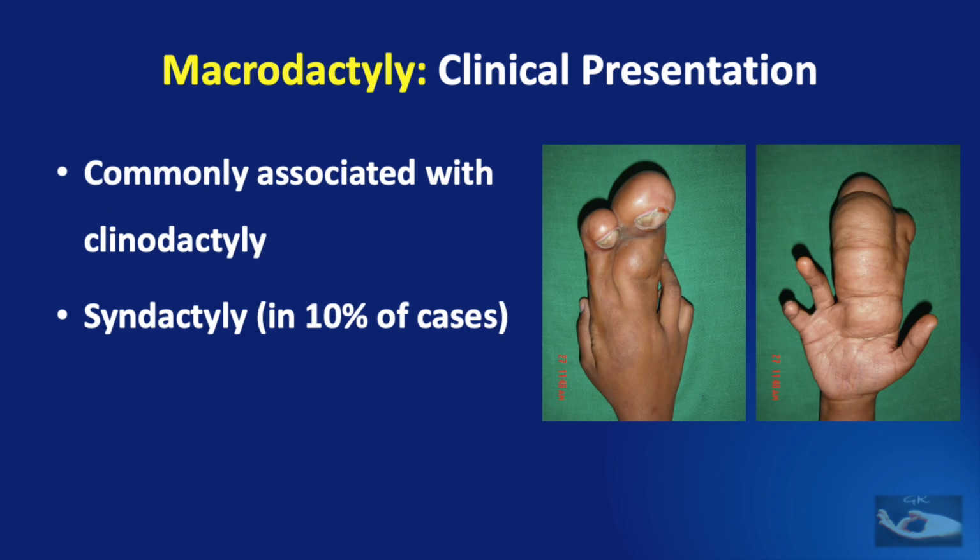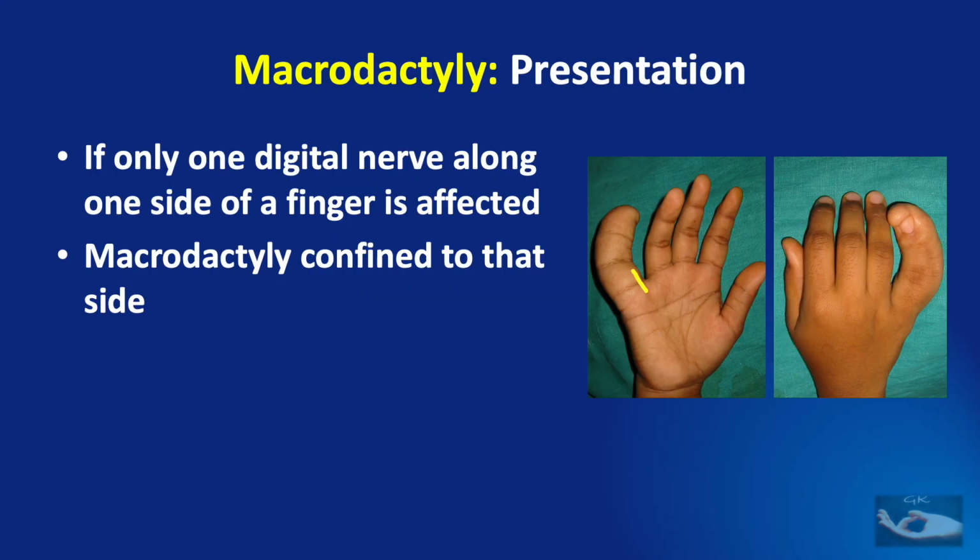Macrodactyly is commonly associated with clinodactyly or lateral deviation of the finger. It can also be associated with syndactyly in 10% of the cases, as in this example. If only one digital nerve along one side of the finger is affected, in this example, the green line represents the affected nerve. Macrodactyly is confined to that side.